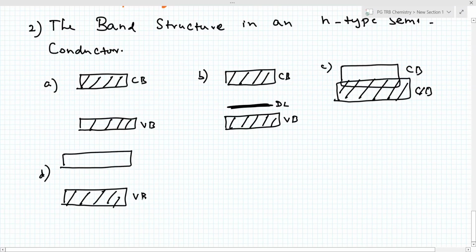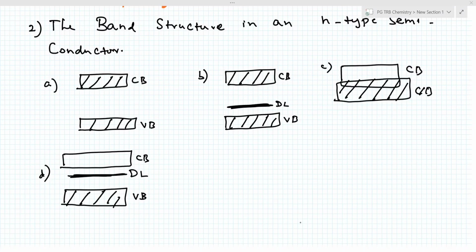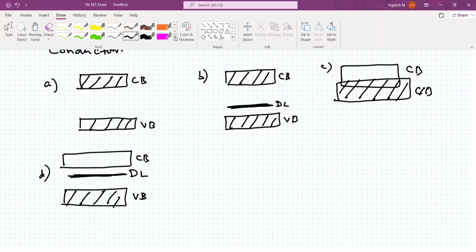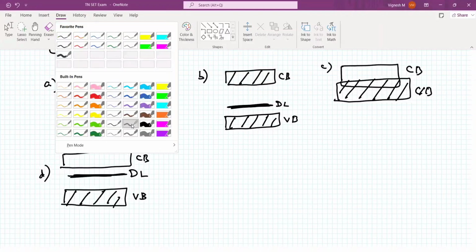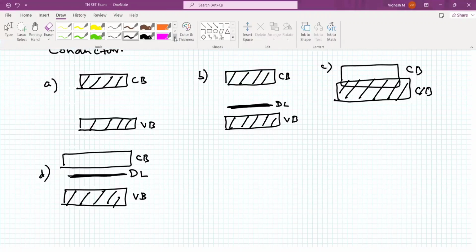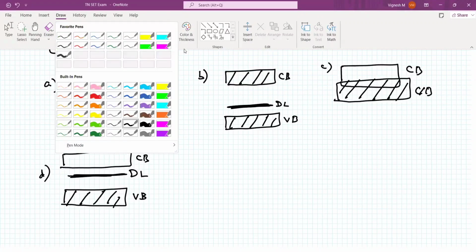This is the valence band. This is the conduction band. This is the donor level. What is the answer? Which one? Option D. Okay. I gave four options, right? Now tell me all the natural graphs. Option D is correct.